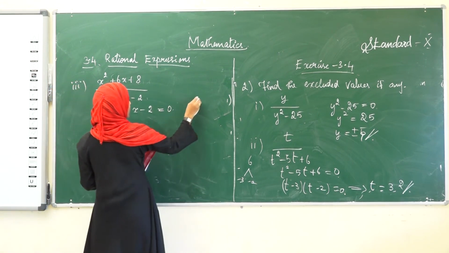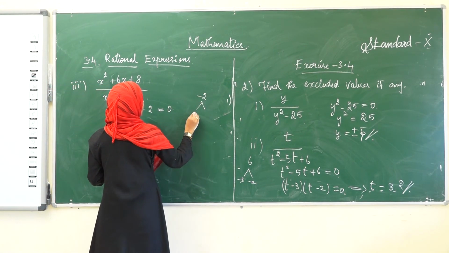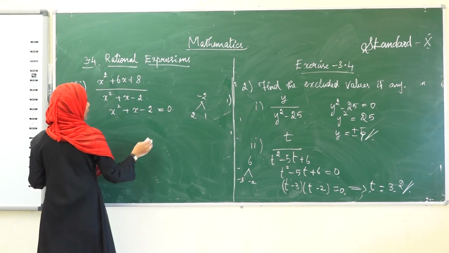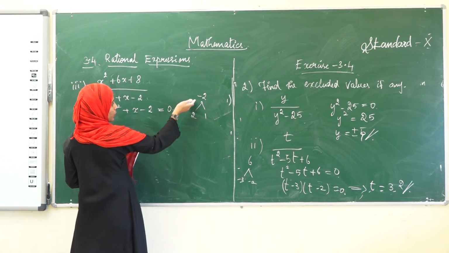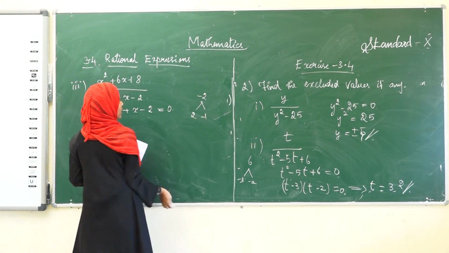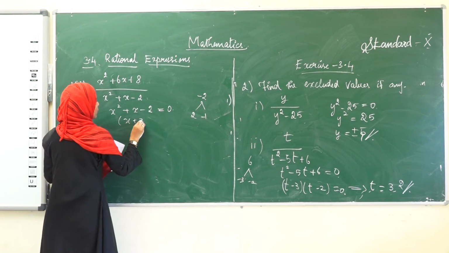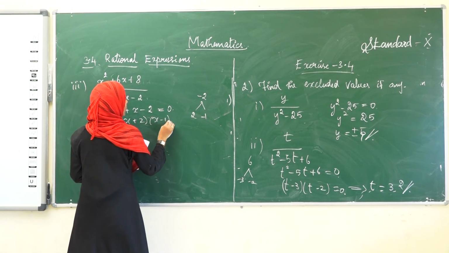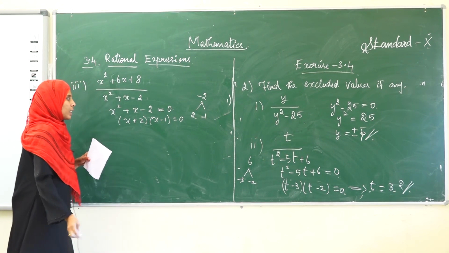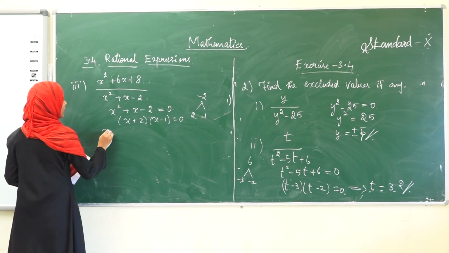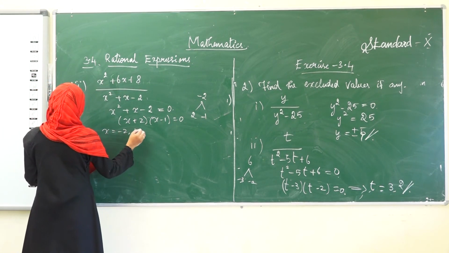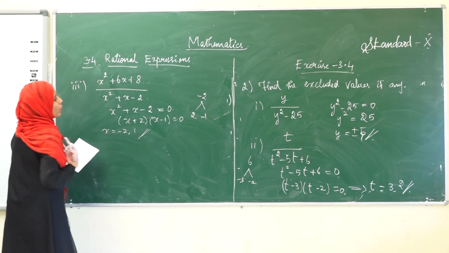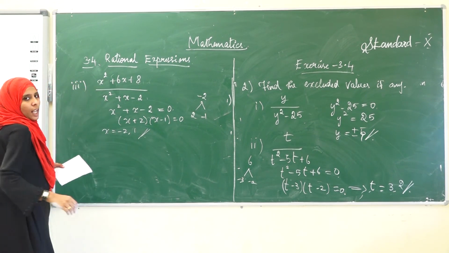Now factorize this. Minus 2, 2 into 1 is 2. On adding this we should get plus 1. On multiplying we should get minus 2. Therefore, x plus 2 into x minus 1 is equal to 0. This is how we have factorized this equation. So what's the value of x? x is equal to minus 2, 1. These two are the excluded values of this given rational expression.